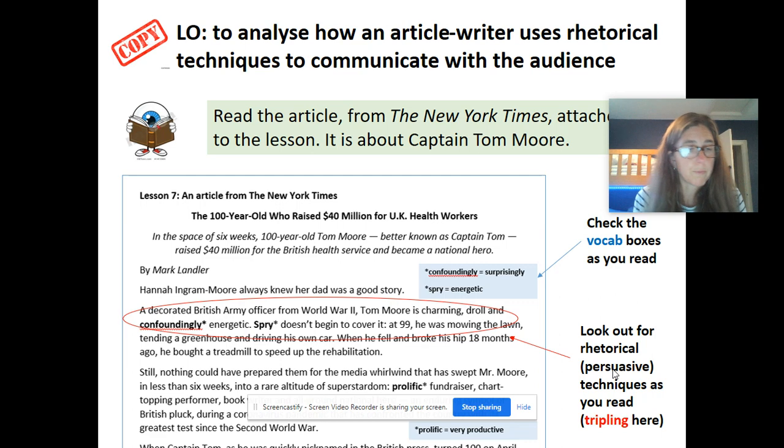Okay, so well done if you put up with me reading that, but sometimes it's a bit easier to listen to. So that's a real writer in the New York Times. They've picked up this information about Captain Tom, and they want to get across his personality and present him as the kind of hero that he's become here. So I wonder if whilst you were reading it, you noticed some of the other persuasive techniques that were used in there. We'll have a quick look.